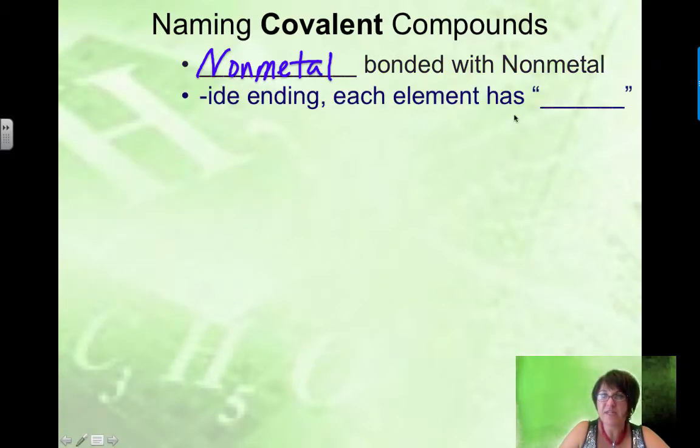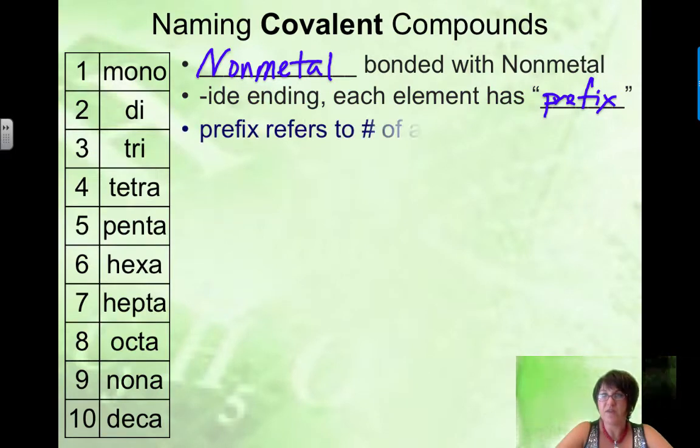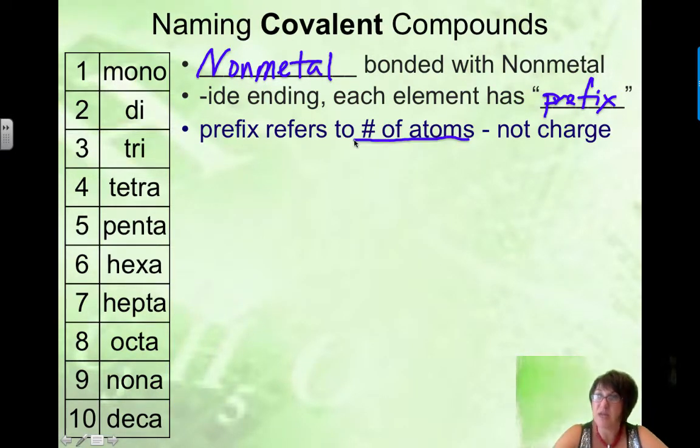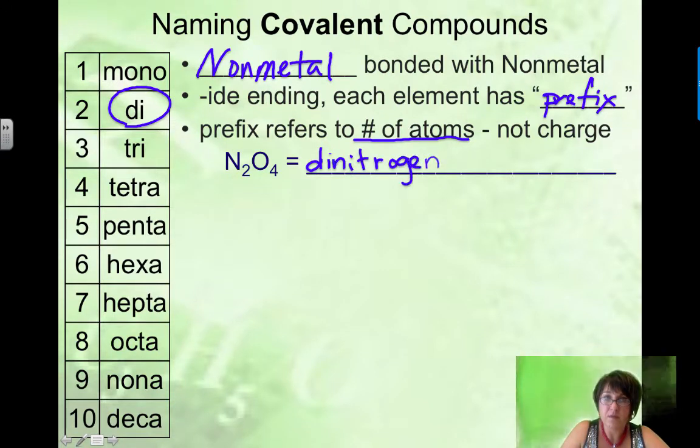They'll all end in -ide, and each element gets a prefix. That prefix tells us how many atoms of each element there are. It does not tell us the charge, it's just telling how many atoms. So 2 is di, and a prefix goes before, so dinitrogen. Then I have to end in "ide," and I have a prefix for my oxygen to tell how many of those there are.